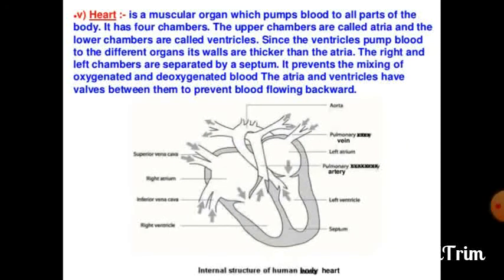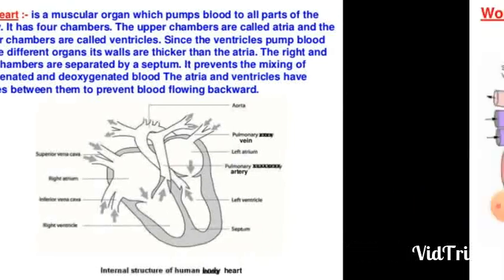The heart is a muscular organ which pumps blood to all parts of the body. It has four chambers. The upper two are the atria and the lower two are the ventricles. The atria pump the blood into the ventricles, and from the ventricles it is pumped out of the heart. The presence of these four chambers prevents the mixing of oxygenated and deoxygenated blood, because the atria and the ventricles are separated by a wall known as the septum. The atria and the ventricles also have valves which prevent the backward flow of blood.